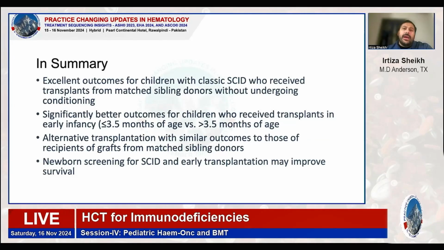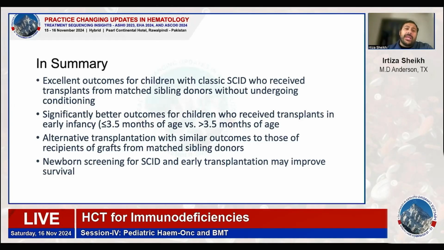So in summary, when it comes to SCID, there are excellent outcomes in children with classical SCID who receive a transplant from matched sibling donors with no conditioning regimen. Moreover, they had significantly better outcomes when transplanted in early infancy, defined as less than or equal to 3.5 months of age, compared to those older than 3.5 months. But again, this is not a hard and fast rule. This is just something they chose as a marker in this study, and they report on this.